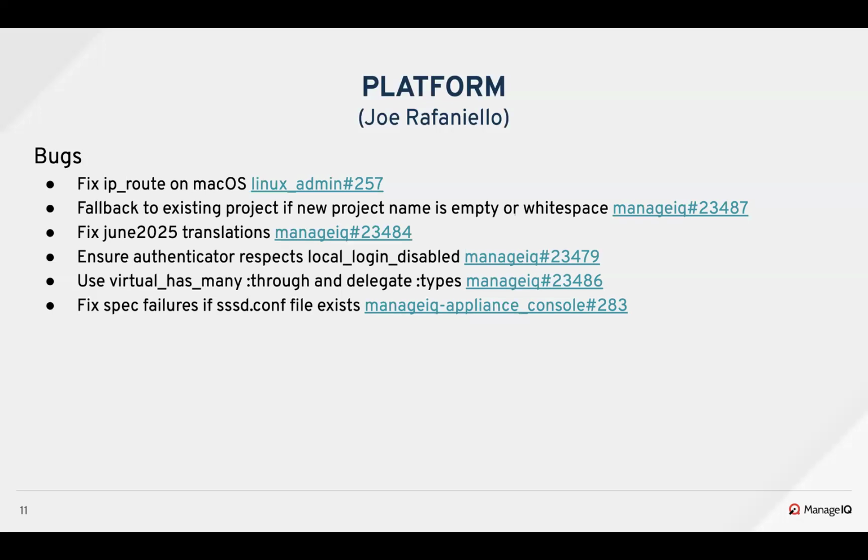Keenan also fixed some issues in core to go along with the virtual attributes changes above, to properly add the type to virtual delegates and to convert relations from virtual delegates to virtual has many throughs. Finally, Adam fixed a minor appliance console test bug if you had previously configured FreeIPA locally, causing the SSSD conf file to exist and cause a problem during the test. Next slide.